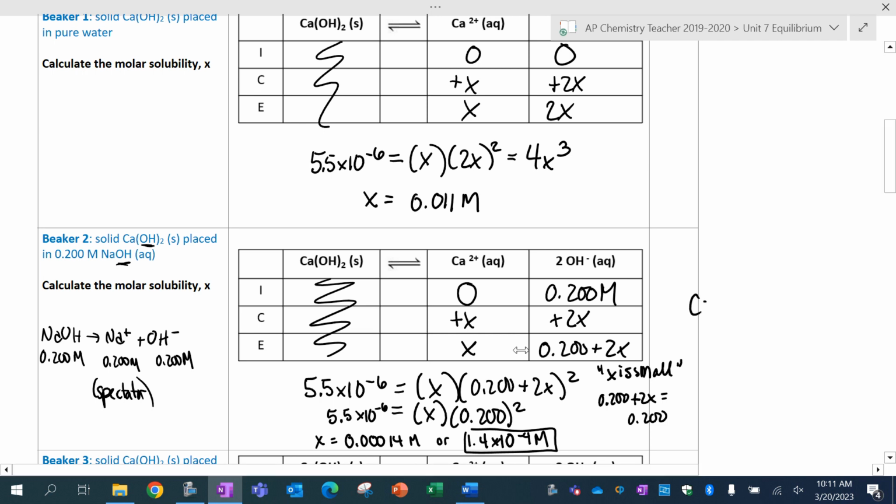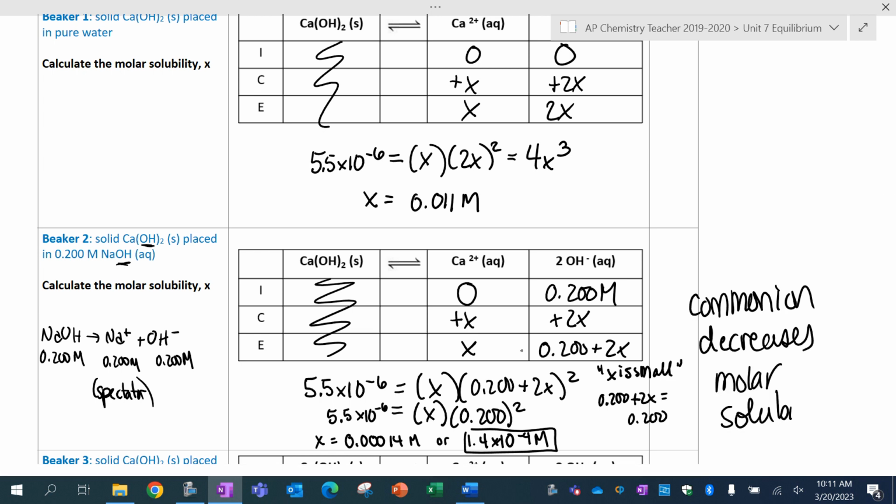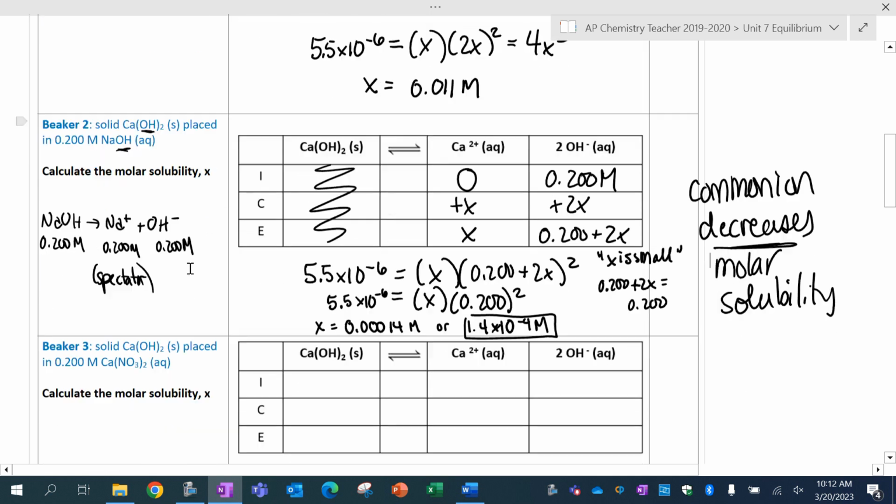So it seems as though the common ion is decreasing the molar solubility, which makes sense because since there are already some ions present in the solution, we have to make fewer ions in order to get to equilibrium. So it doesn't need to dissolve as much in order to reach that equilibrium state. So the molar solubility is now going to be smaller, and we'd observe less of my solid dissolving in this scenario.